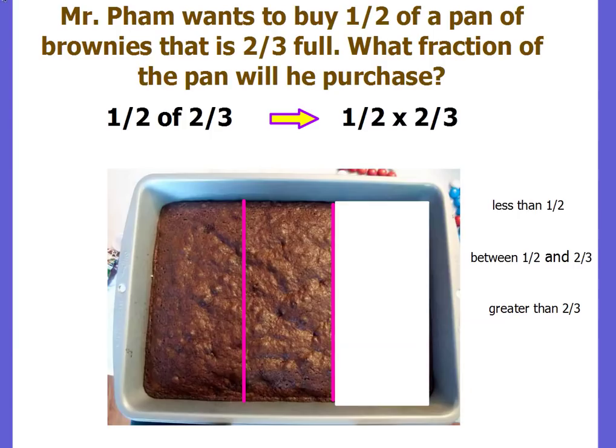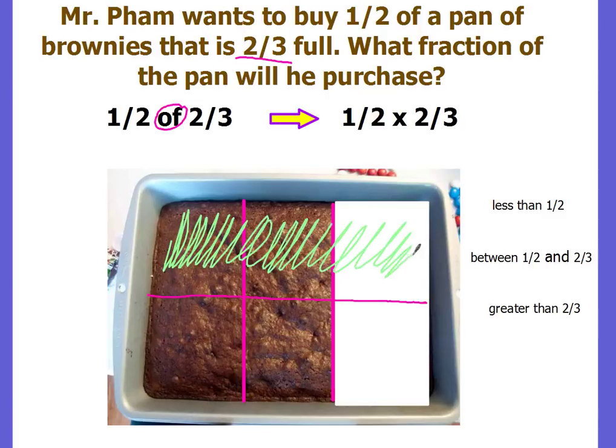And the last example, Mr. Pham wants to buy 1/2 of a pan of brownies that is 2/3 full. What fraction of the pan will he purchase? So he wants to buy 1/2 of 2/3. So there's that "of" again, which means multiplication. So this is the pan of brownies. It's been cut into thirds, but it's only 2/3 full, which is why you only see 2/3 of it in brownies. He wants to purchase 1/2 of this. Well, let's go ahead and cut it into half. Cut the pan into half, and then we're going to shade 1/2 of the pan.